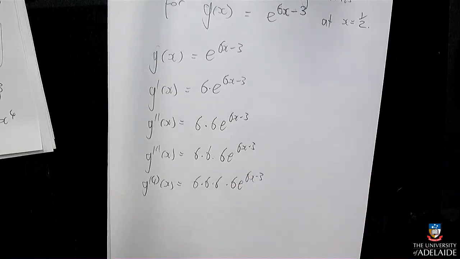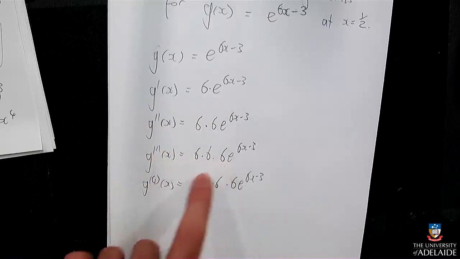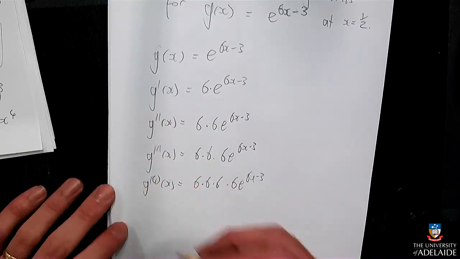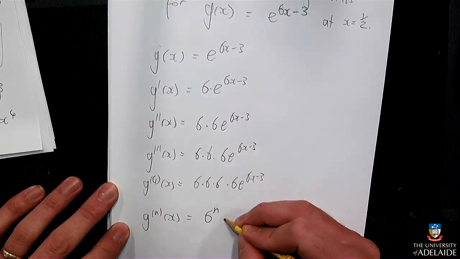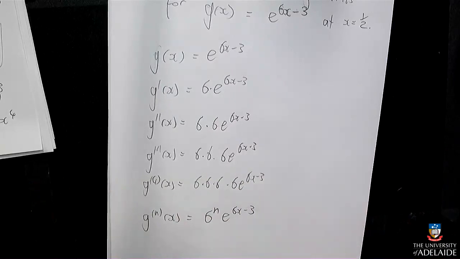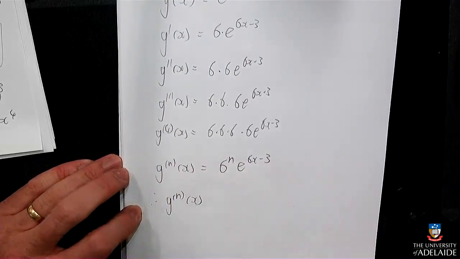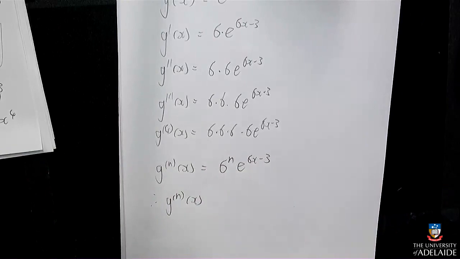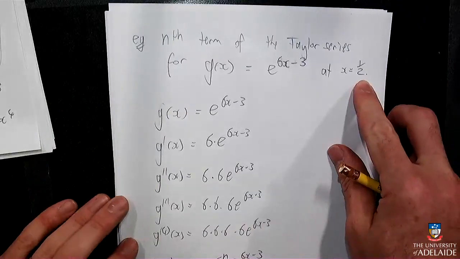Sweet. So it looks like the nth derivative has n 6s. So the first derivative has 1 6, the second derivative has 2 6s, the third derivative has 3 6s, the fourth derivative has 4 6s. So it looks like g^(n)(x) has n 6s. And so therefore, to find the coefficient of the nth term, I'm going to need to sub in the centre. So I need to sub in x equals a half.